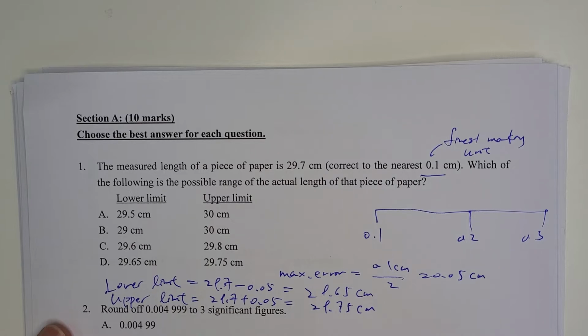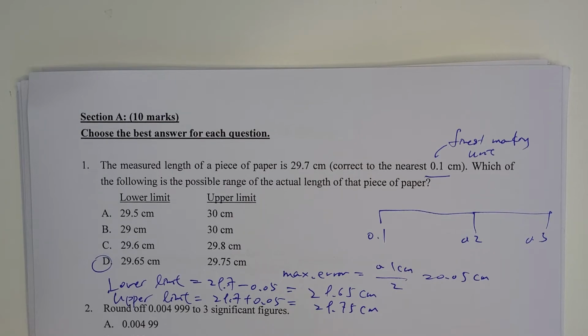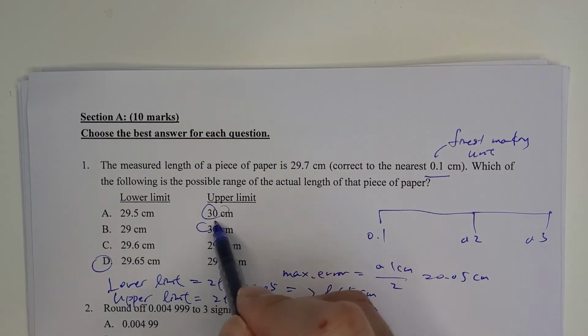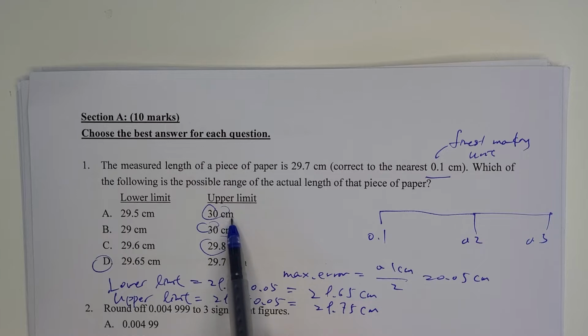So the answer would be D. D for dog. And you can see A, B, and C are not correct because for A, B, C, all of the upper limits are out of the range. Okay.